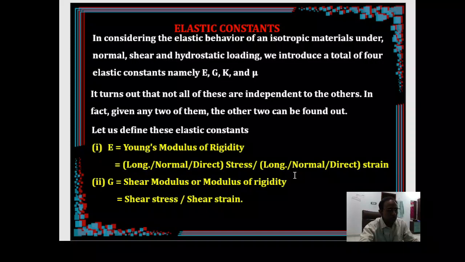By definition, Young's modulus of elasticity is nothing but direct stress by direct strain. Direct stress can also be referred to as longitudinal or normal stress, and if you consider that longitudinal stress and longitudinal strain, you will be able to get Young's modulus. When shear stresses are acting on a system, the corresponding modulus you are going to get is the shear modulus. Another name for that is modulus of rigidity.